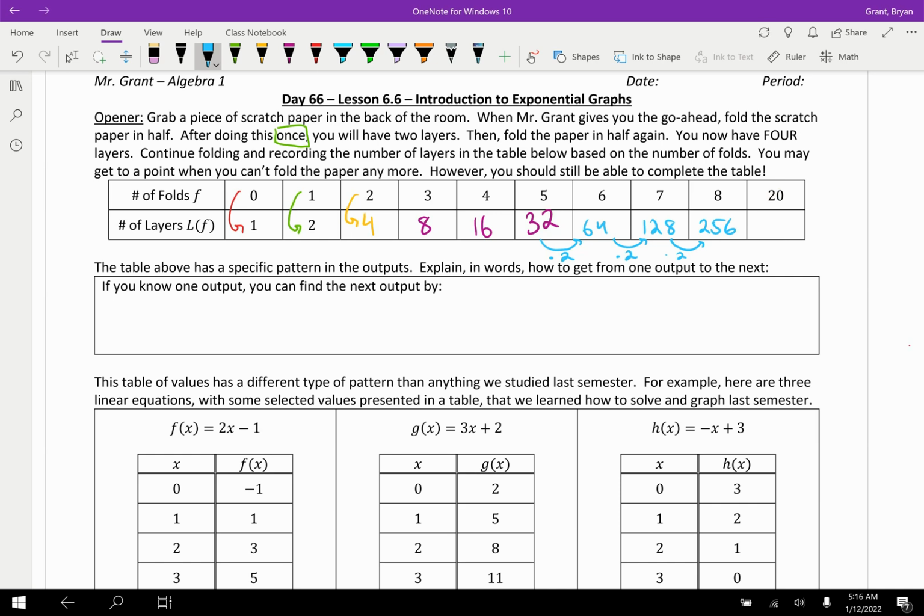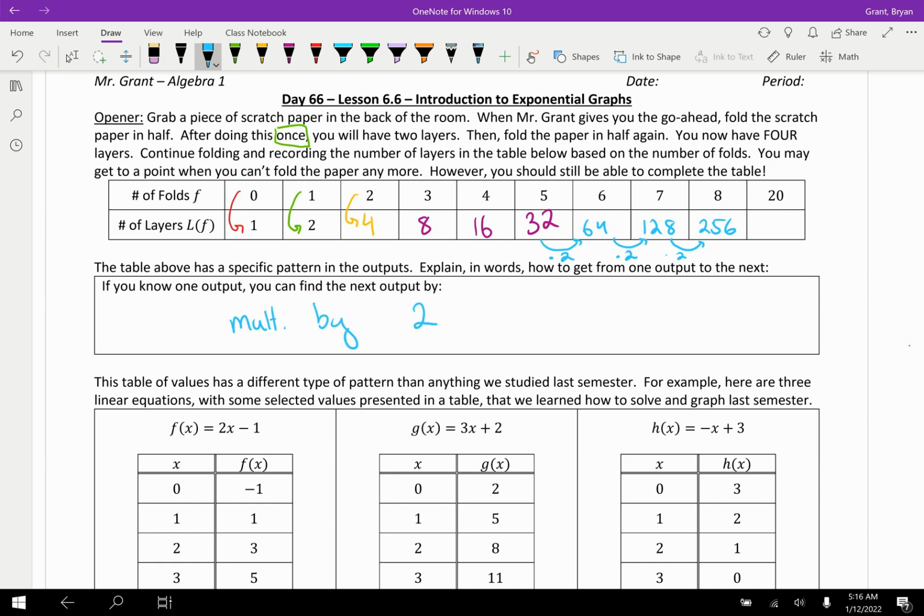Right, you hopefully are noticing that these outputs are getting really large really quickly. In fact, this is exponential growth here, and we're going to discuss this more often. But if you know one output, you can find the next output by multiplying by 2.